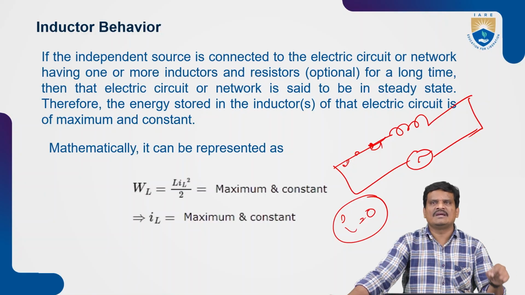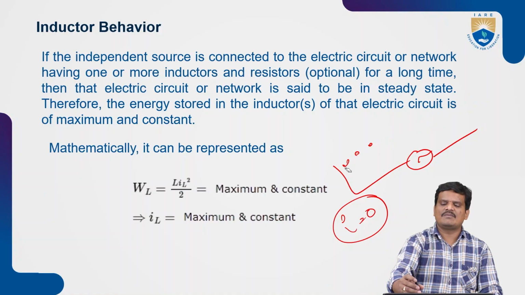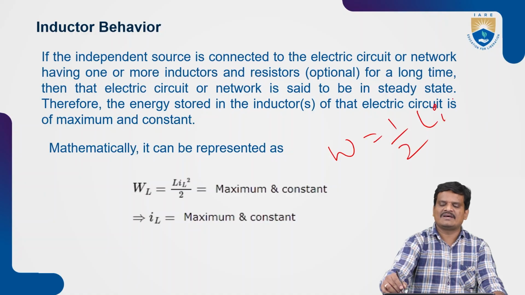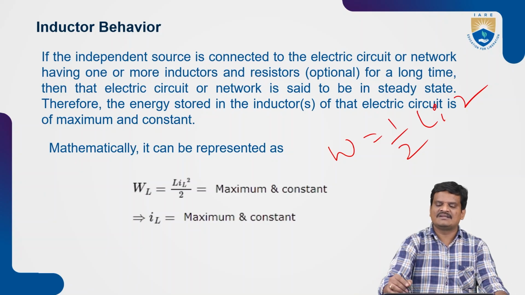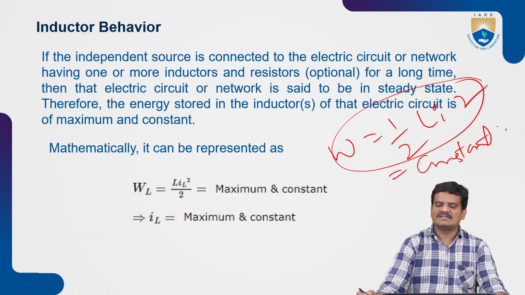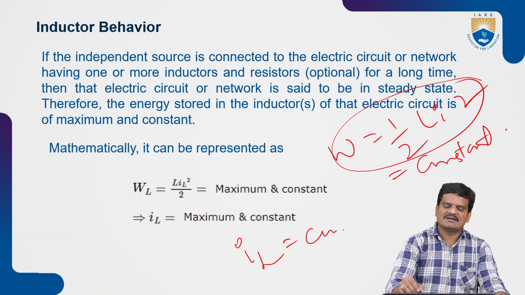The energy stored in the inductor of that circuit can be maximum, and it is maintained as a constant. The general formula for the energy in an inductor is W equal to half Li square. As I am connecting an inductor for a long period of time, the circuit has reached the steady state, and under steady state condition, the energy stored in the inductor, half Li square, is maintained as a constant. So if the value of energy is constant, the value of current is also maintained as a constant.